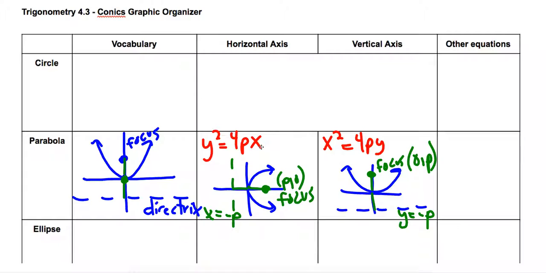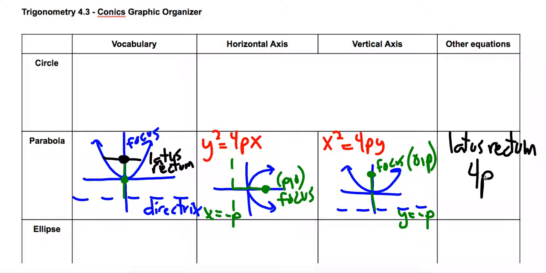Now, there's one other term we need to talk about. It is called the latus rectum. Very unfortunate name. The latus rectum is the line that goes through the focus and hits the parabola. That's the latus rectum. What it does, you just want to hear me say that word more, don't you? It tells us how wide the parabola is opening, so if it's a narrow or a wide opening. And we find the length of the latus rectum by 4p.